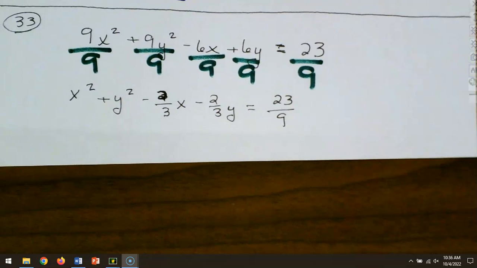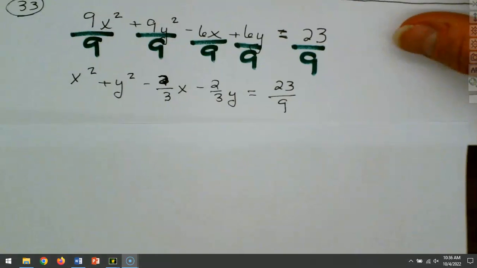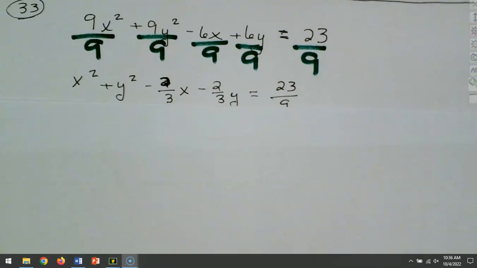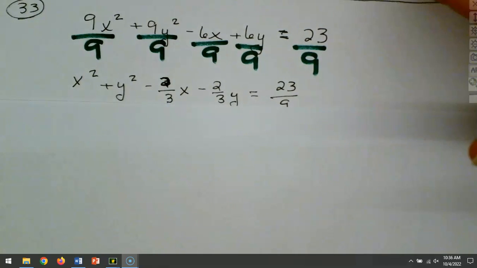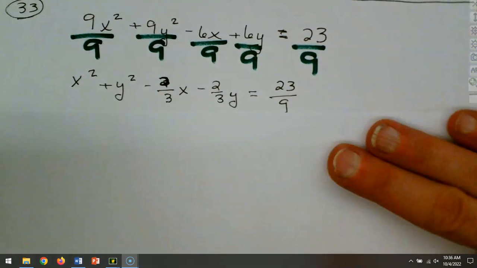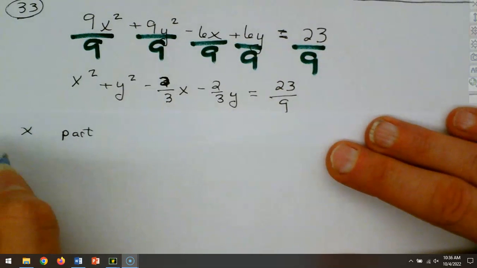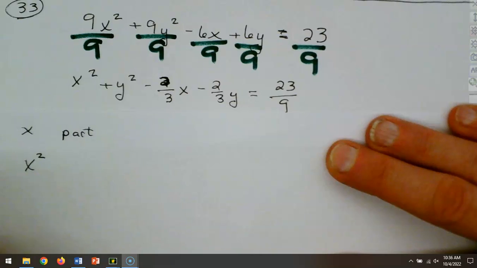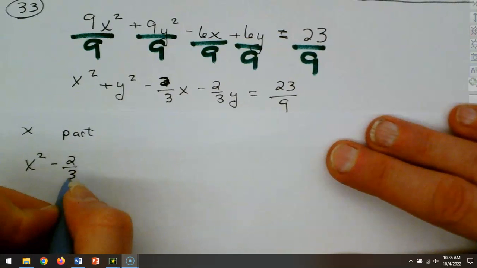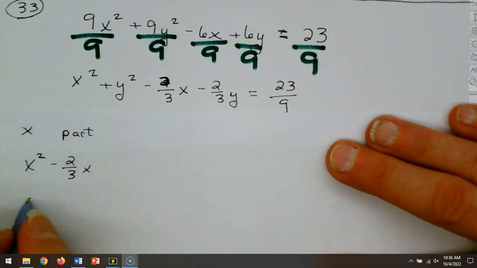Now we have to complete the square. The fractions are going to go away in a moment. So we don't have to worry about them, but they will go away later on. So let's look now at the x part. For the x part, I've got x squared and a minus 2/3 x.